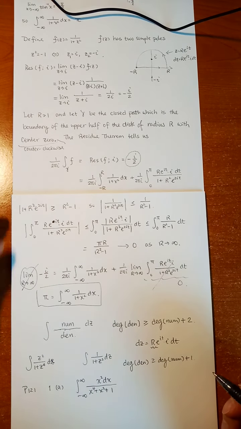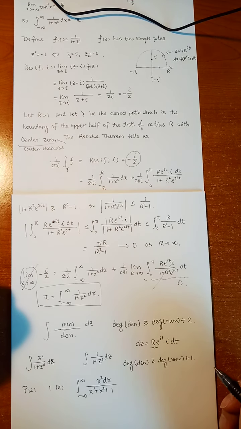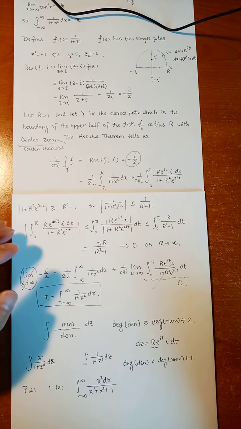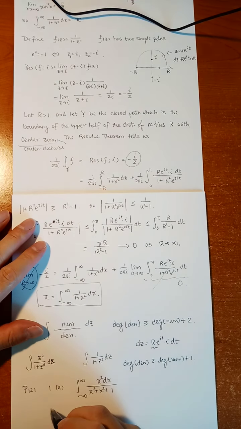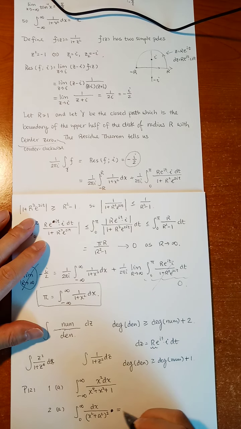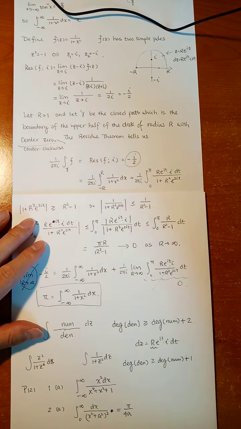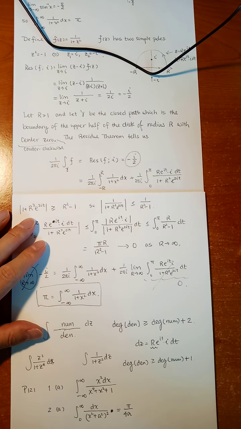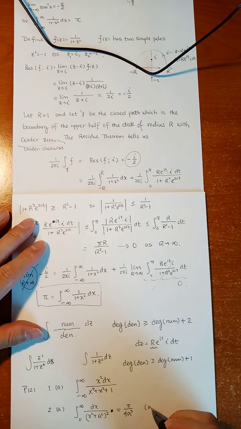You see the difference of degrees is also equal to 2, the minimum requirement. And 2a, the integral from 0 to infinity, that's slightly different. X squared plus a squared, and then squared dx, already done, is equal to pi over 4a cubed. Is that cubed or not? It's 4a cubed. Here a is positive.